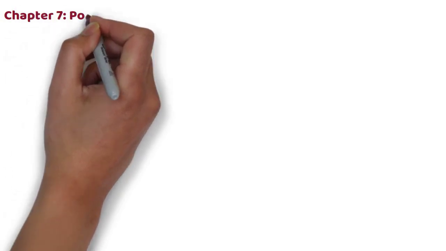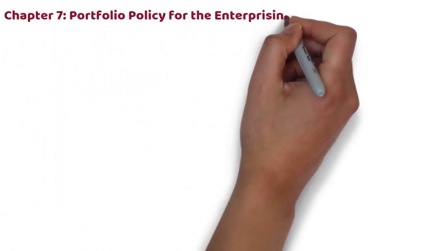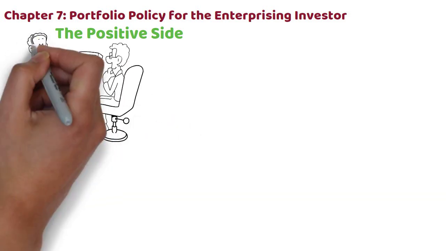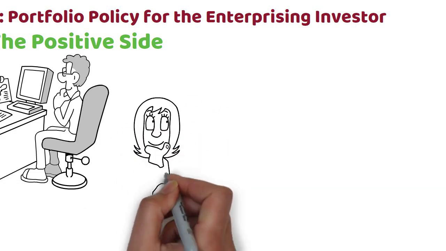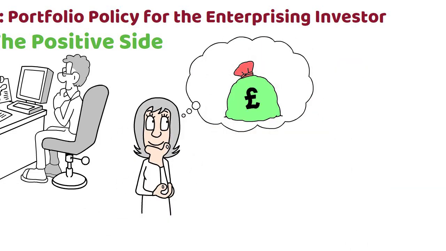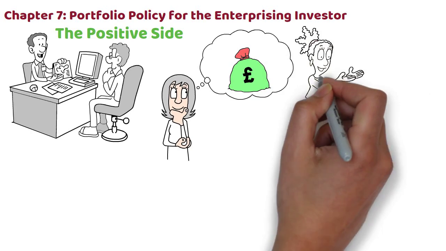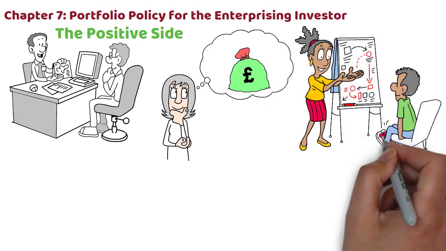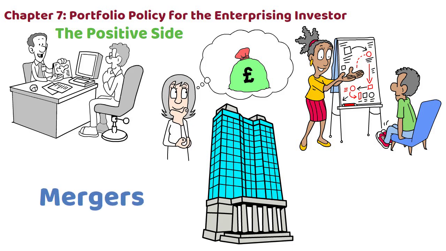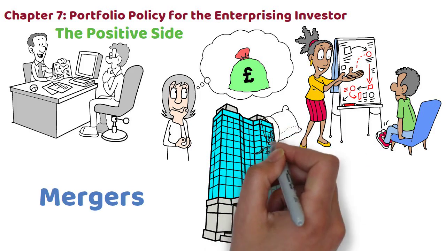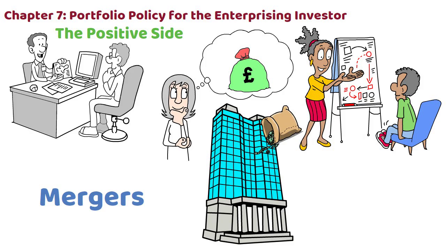Chapter 7, Portfolio Policy for the Enterprising Investor, the Positive Side. Summary: This chapter explores the positive approach for the enterprising investor, focusing on opportunities to achieve higher returns through more active management. Graham suggests strategies such as investing in undervalued stocks, purchasing stocks in companies undergoing special situations like mergers, and investing in well-established but temporarily out-of-favor companies.